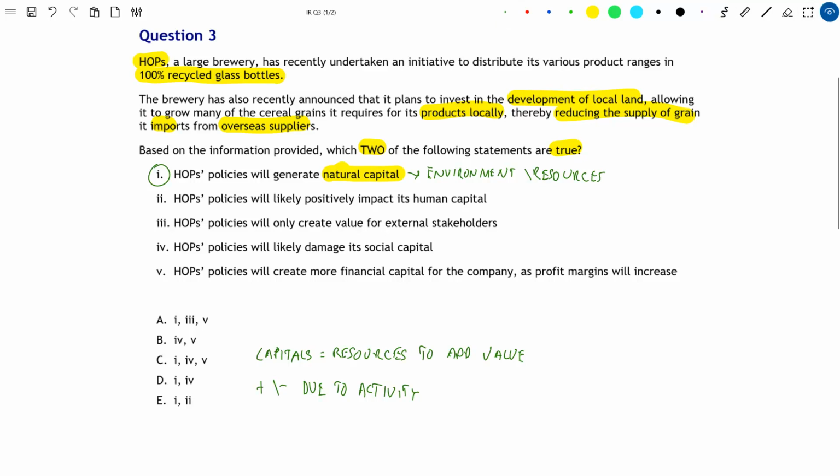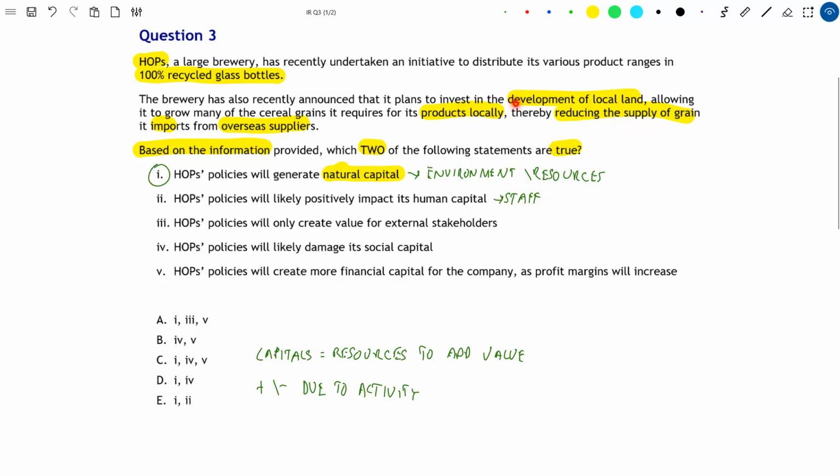Answer option 2 states that Hops's policies will likely impact its human capital. Now, the important thing to remember when dealing with this particular question is that we are basing our judgment on the information provided. Now, nowhere in these 3 paragraphs worth of information that set up the scenario to this question do we have a direct reference to the business's staff. Human capital centers around the skills and experience and other factors like that of a business's staff, and we get no direct reference to either of the 2 ventures that Hops is engaged in actively developing, actively improving the skills or the experience levels of the business's staff.